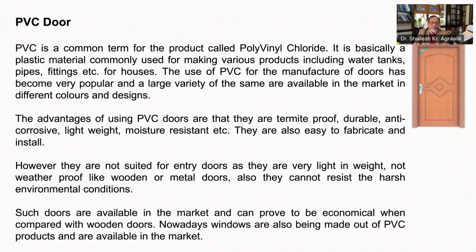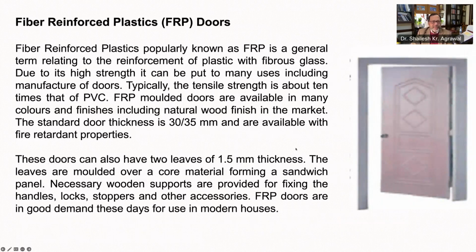The advantages of using PVC doors are that they are termite proof, durable, anti-corrosive, lightweight, and moisture resistant. They are also very easy to fabricate and install. However, they are not suited for entry doors as they are very light in weight, not weatherproof like wooden or metal doors. Also, they cannot resist harsh environmental conditions. Nowadays, windows are also being made of PVC, UPVC, and they are available in the market in plenty.